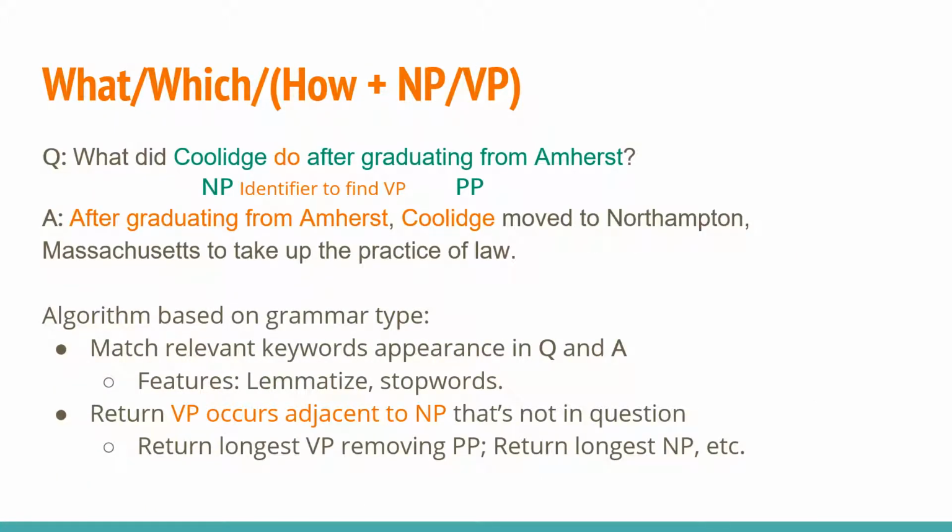For what, which, and how answers, the answer type is an abstract action or a definition. First, we pattern match key phrases from the question to the answer. Next, we find a particular tag in the grammar tree, like NP or VP. After that, we return the phrase that is determined differently for different grammar rules. The most common one is to return the longest one that does not appear in the question.